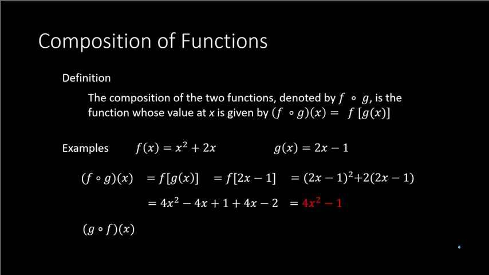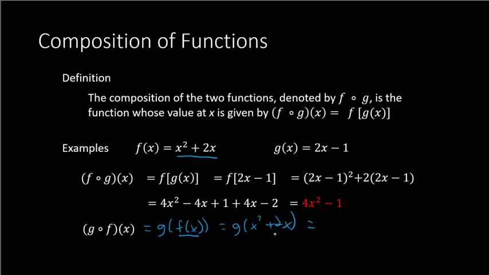Let's try another example, and you can see if you can do this one on your own. Here we have g of f of x. So we're switching the order. All right, so what we're going to do here is we're going to have g of f of x. It's probably easier if you write it out like this. And then what we're doing is we're replacing f of x with the f of x function, which is x squared plus 2x. So now we have g of x squared plus 2x.